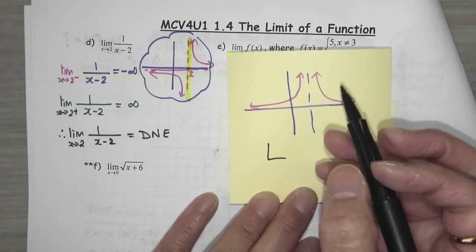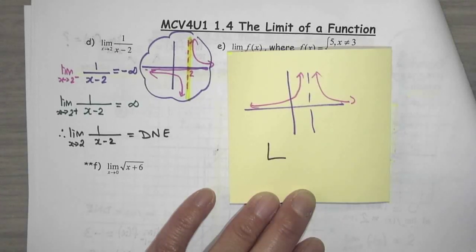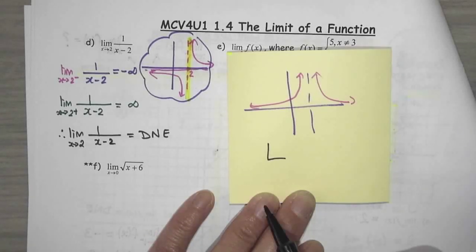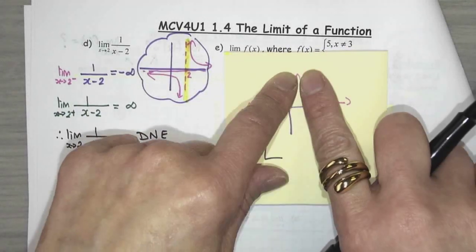If it was this and both were approaching infinity, what would my answer be? No, it would still be does not exist. Infinity is not a number. Am I going to meet up at infinity? No, I'm never going to meet up at infinity because we never stop.